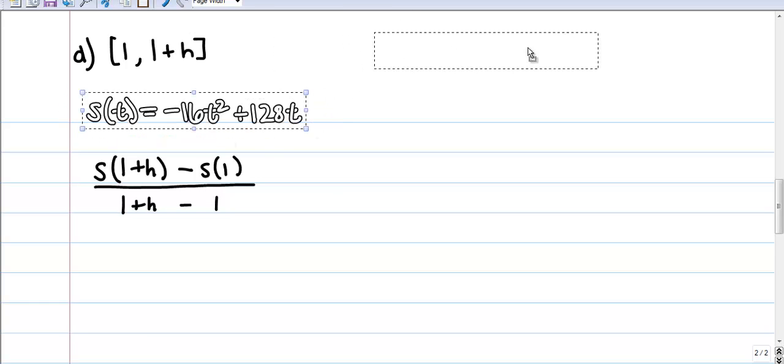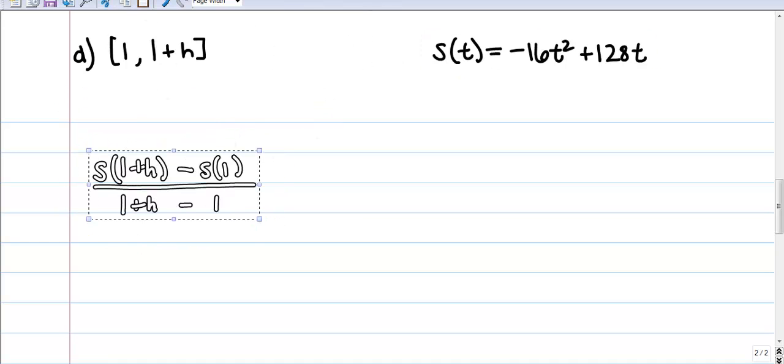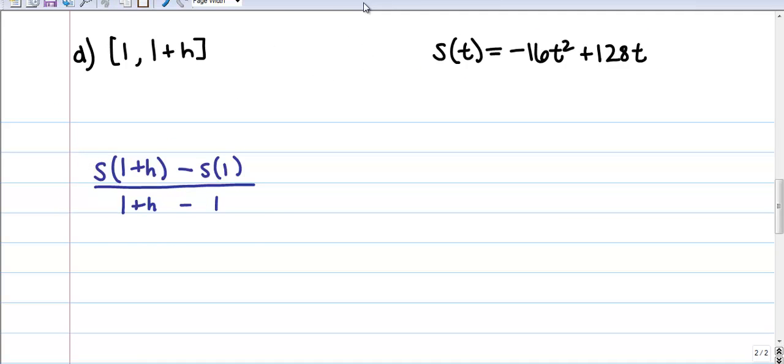Let me move this over here. So this is, again, the formula for average velocity. We took the difference in the y values at those values divided by the difference in the x's. Now, s of 1 plus h. That means I'm going to come over here and plug in 1 plus h everywhere I see a t value.